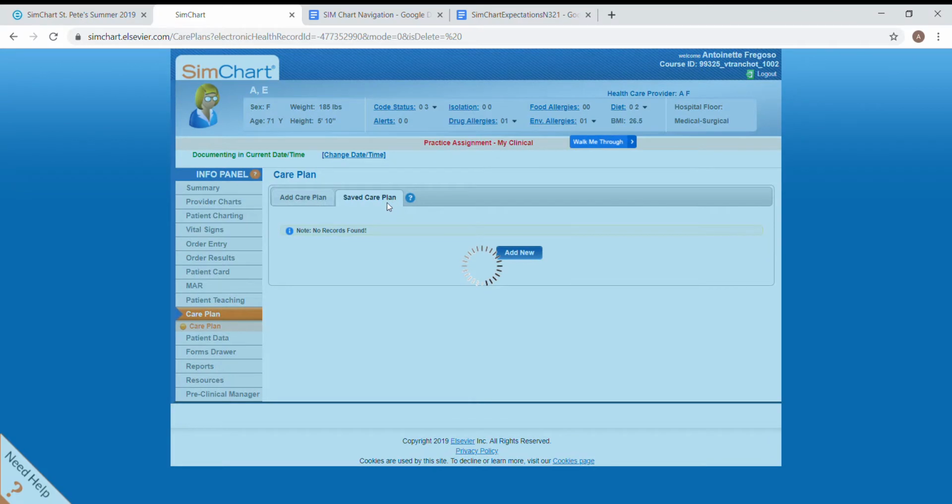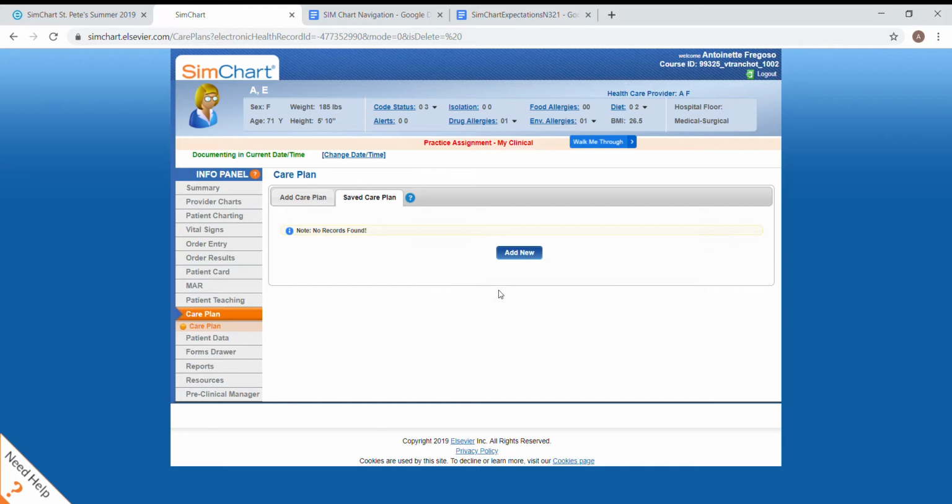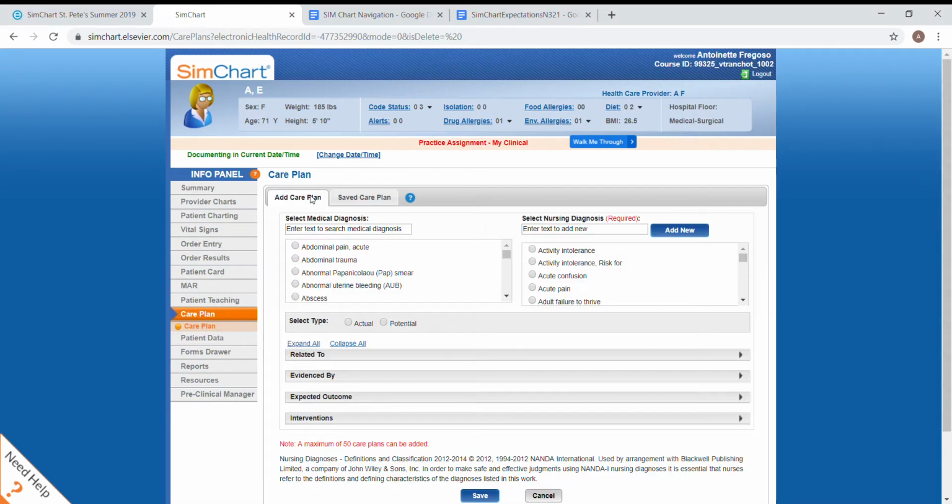Here you can save your care plans and use them again later and just modify them, which is also kind of nice. But for right now, I'm going to do a new care plan for this patient. Here it gives you the option to add the medical diagnosis, and then nursing diagnoses automatically pop up for you. This completely takes away the thinking aspect of it. Not that you don't have to think about it, but back then we used to have to actually look for nursing diagnoses that applied to this medical diagnosis.